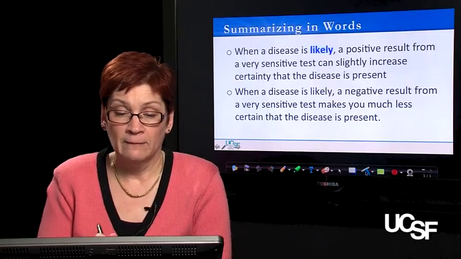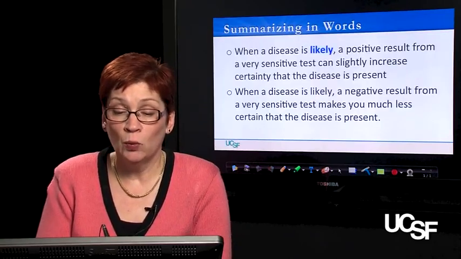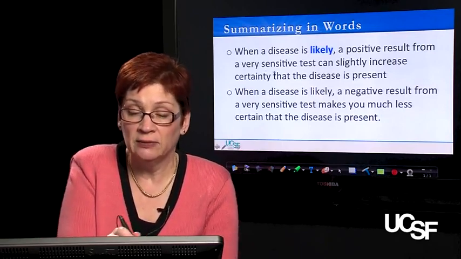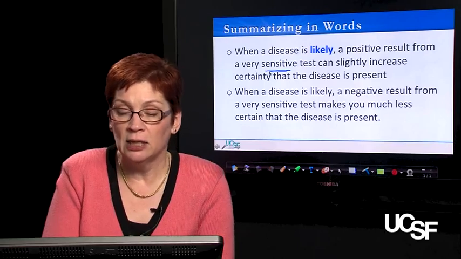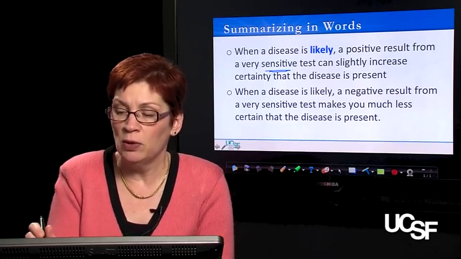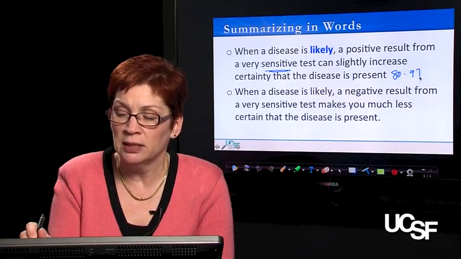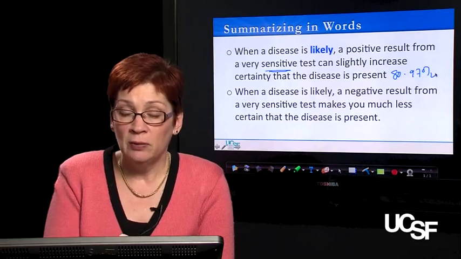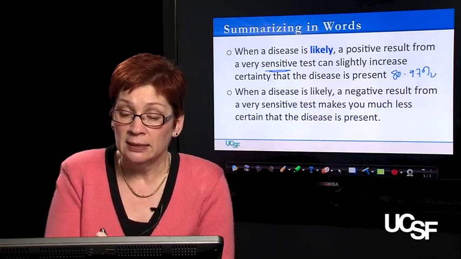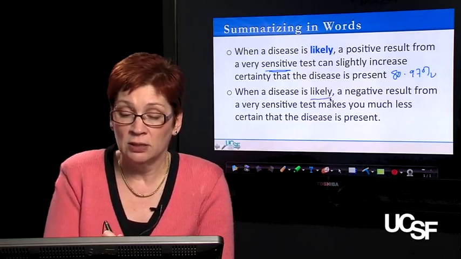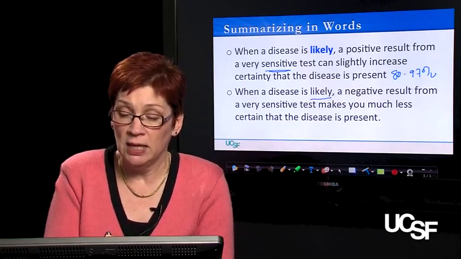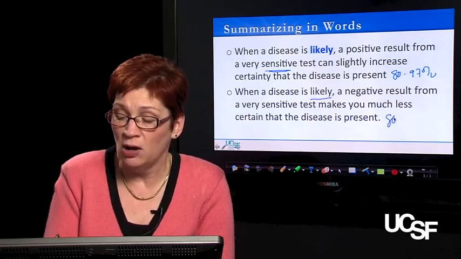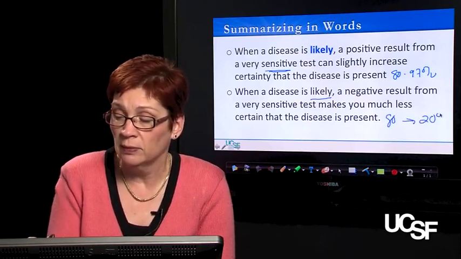Summarizing that in words, when a disease is likely, a positive result from a very sensitive test can slightly increase your certainty that the disease is present. We went from 80% to 97% in this particular case. But even more interestingly, when a disease is likely, a negative test result from a very sensitive test makes you much, much less certain that that disease was present. We went from 80% all the way down to 20%.